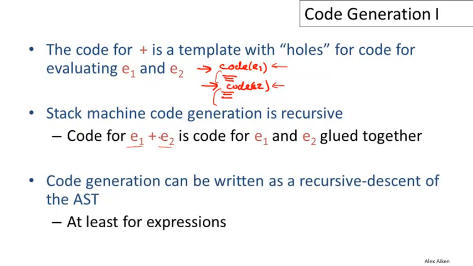And what this means is that code generation can be written as a recursive descent of the abstract syntax tree, at least for the expressions.